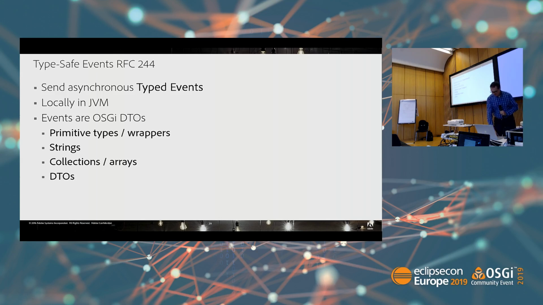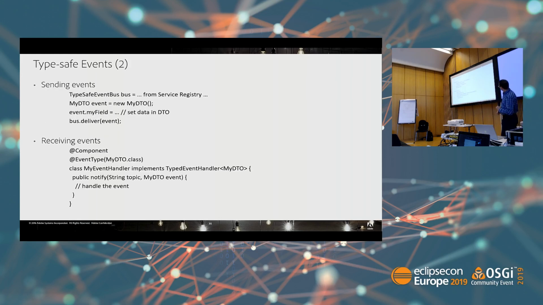So how does this work? It's a bit small, but basically if you want to send events, you look up your event bus, the Typesafe event bus, from the service registry. You create your DTO, could be any DTO. You set your fields in the DTO. DTOs are structs, so you normally set fields directly in them, and then you call the bus to deliver it. You see that there's no topic. You could specify a topic on the deliver, but I didn't do that here. By default, the topic is the class name of the DTO. So that's how you send them.